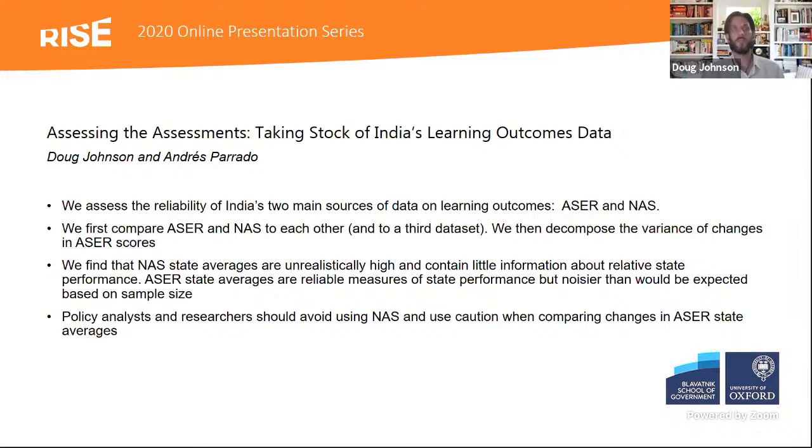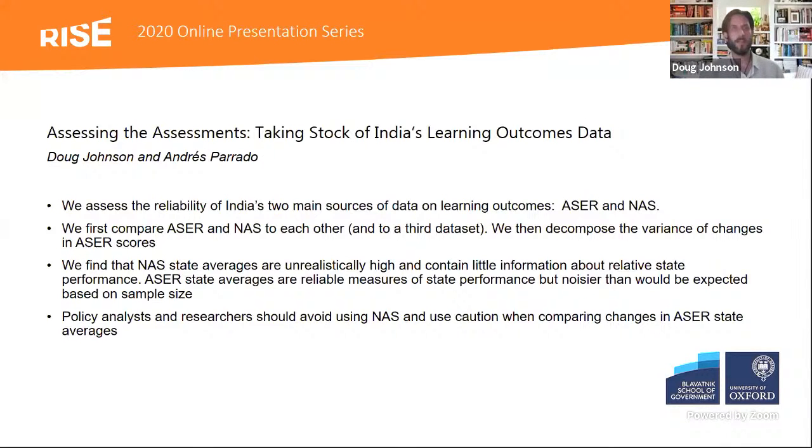So the goal of this research is to assess the reliability of these two data sets. And we do this in two ways. First, we compare the two data sets to each other after massaging the samples so that they're as similar as possible. We also compare these data sets to a third data set, an independently administered household survey called the India Human Development Survey. And second, we decompose the variance and changes in ASER scores into what we call a persistent component and a transitory component.